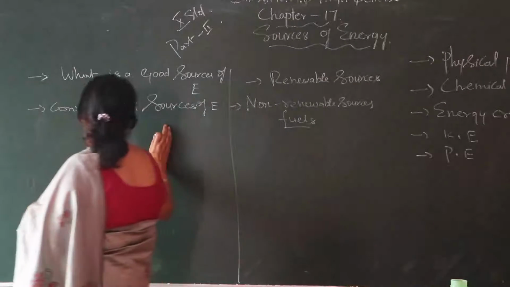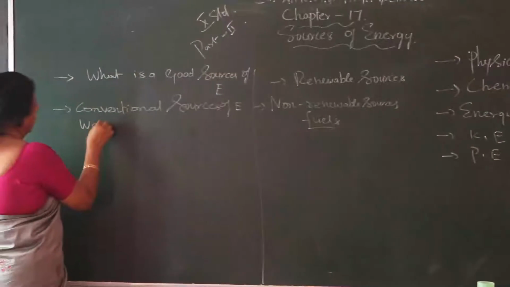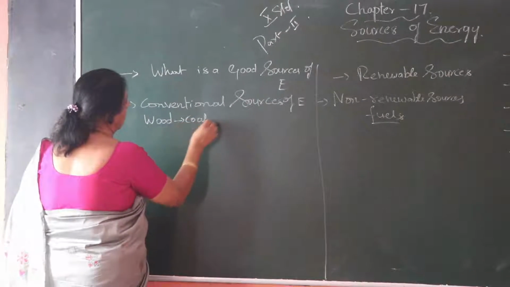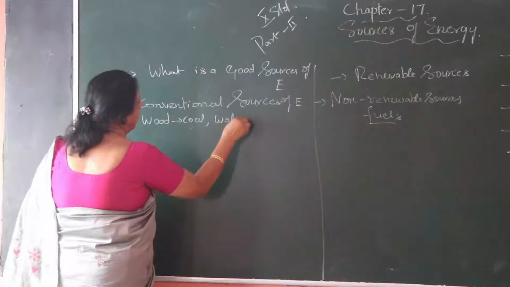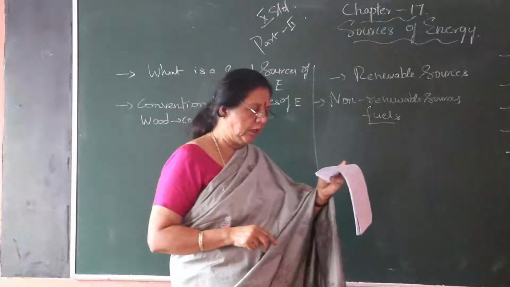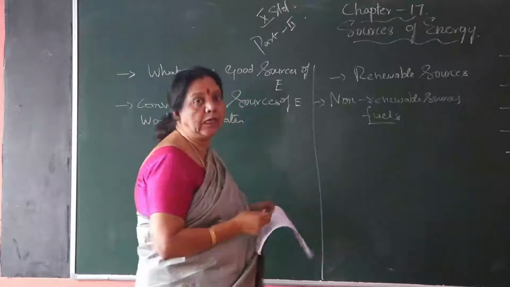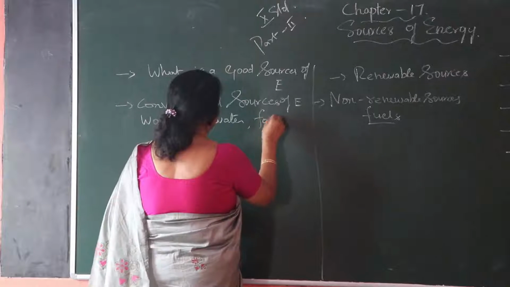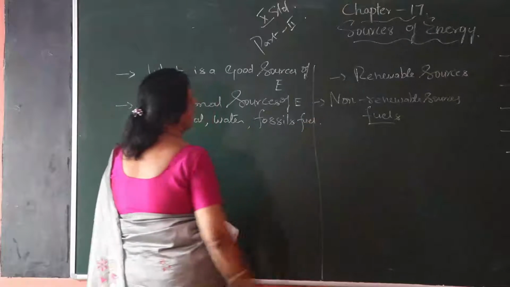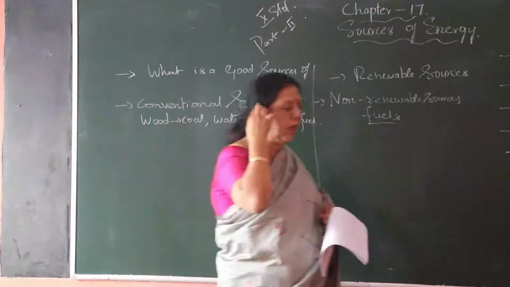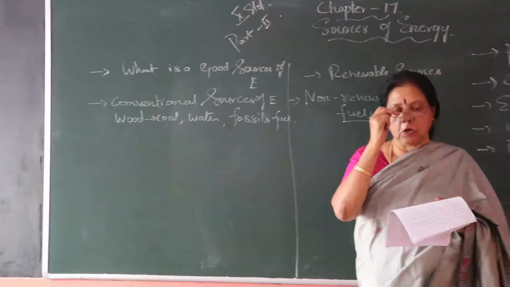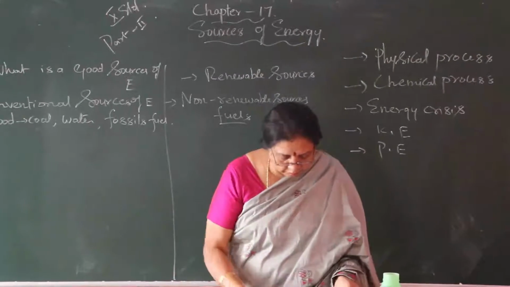So one is wood and another is water. What are the conventional sources of energy? Wood. Okay. Another one is coal, which comes out of wood. Next, water. Water produces electricity. Okay, let us see in future. Coal, and also another one is fossil fuels. What is that, children? Fossil fuel. Fuel means petroleum and diesel. These are all available under the earth. Even these we are using. These are all the conventional sources of energy.